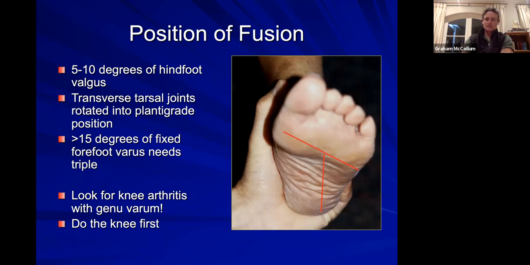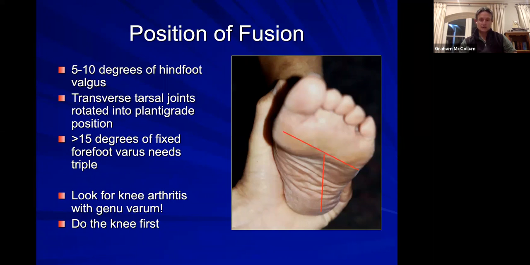And just remember, in some of these patients, always examine the patient from the top to the bottom and look at the alignment of the entire limb. Some of them are significantly valgus in the knee or have knee arthritis. So what happens if you perform the triple fusion and then a couple of years later they have the knee corrected with an arthroplasty? The triple might have been fine for them then, but now when the knee is straight, it's not right, and they're walking on the lateral border of their foot.